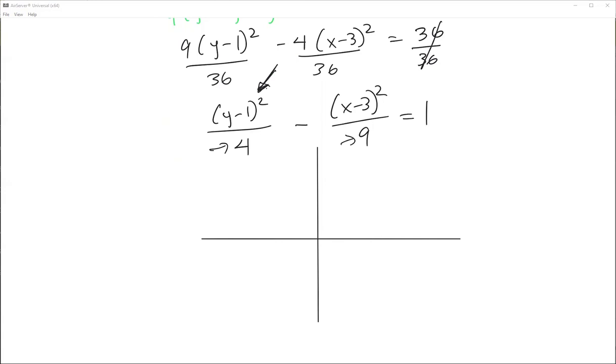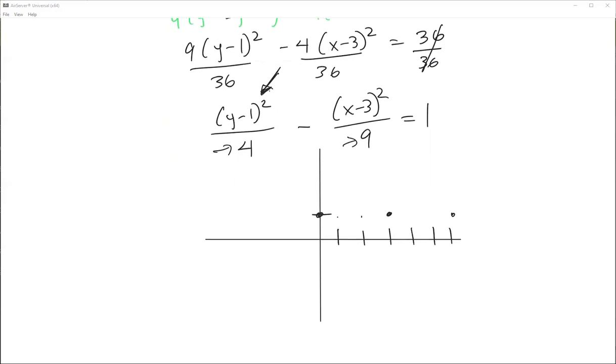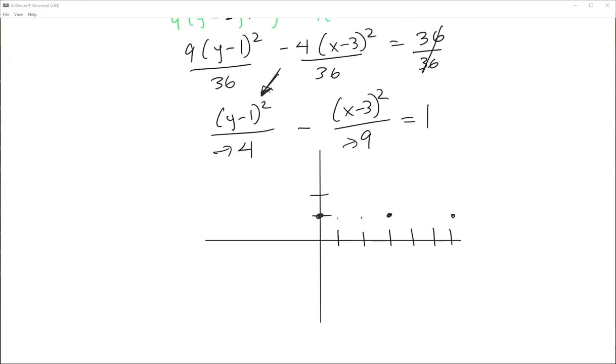So the center is what? 3, 1. 1, 2, 3, and 1. On the x-axis, you go right 3, 1, 2, 3. Left 3, 1, 2, 3. You go up 2 and down 2. Everybody understand that? Do you understand why I go right 3, left 3, and up 2, down 2? Are we good?